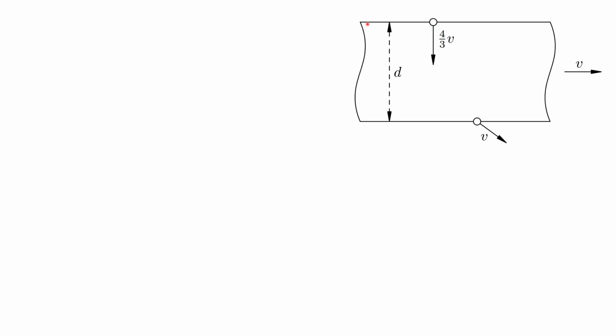Here we have a piece of paper with the width d, and that paper lays on a stationary table, but the paper itself is moving to the right with the velocity that has magnitude v, and that is the velocity with respect to the table.